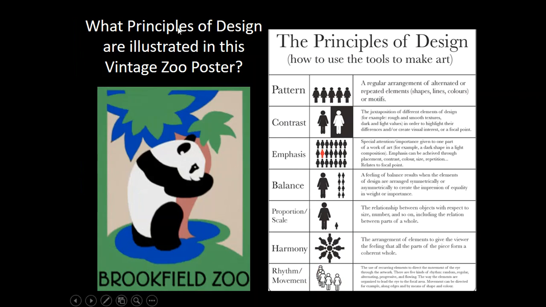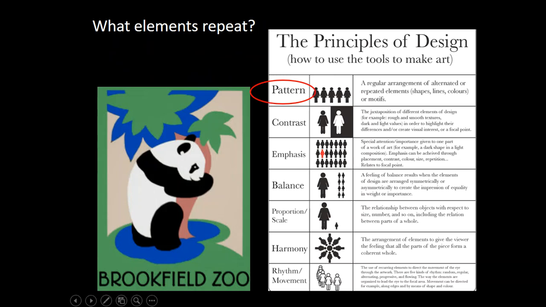All right, so the principles. Remember, the elements are the building blocks, and the principles is how we use those building blocks to make the art. So we use those building blocks to create patterns, contrast, emphasis, balance, etc. Let's look at each one. So what elements repeat in this image? Do you remember what the elements are? Well, one of the dominant ones we talked about was color, right? So color definitely repeats. We've got pattern of green repeating and blue repeating. We've got white repeating and black repeating.